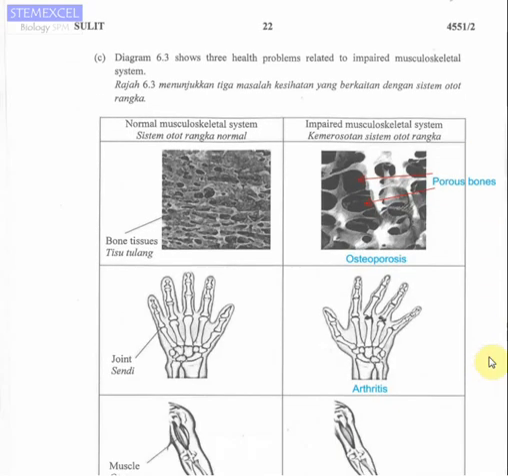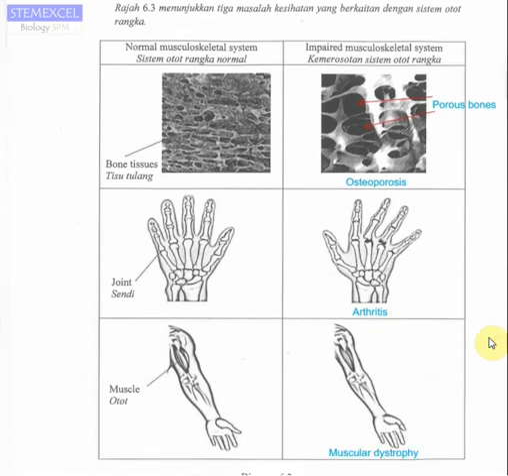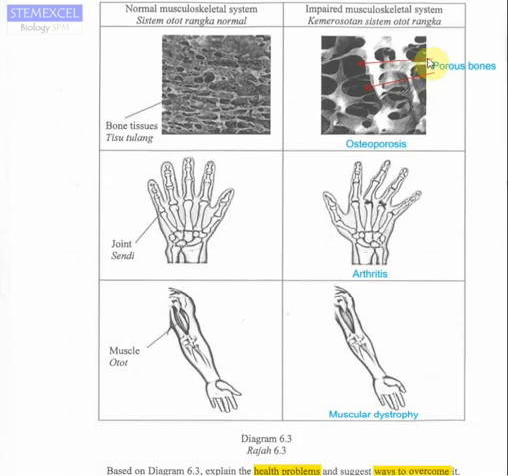C, here they are showing 3 health problems that are related to the musculoskeletal system. They show you the picture of a normal system and also an impaired system. From these pictures you should be able to tell what the 3 are. Here they are showing bone tissues, joint and muscle. These are already key points or keywords that will tell you what disease they are referring to.